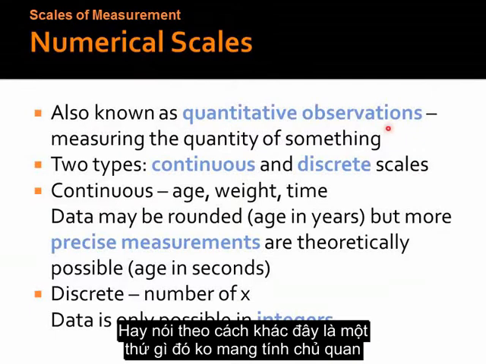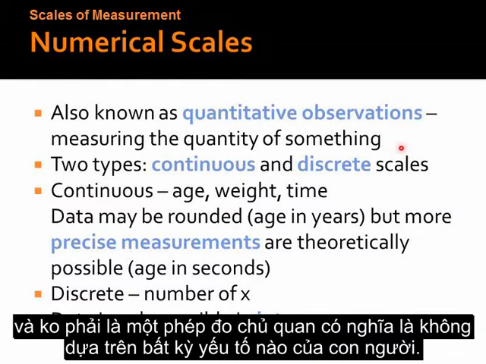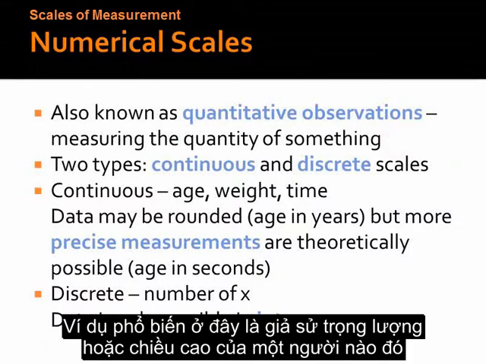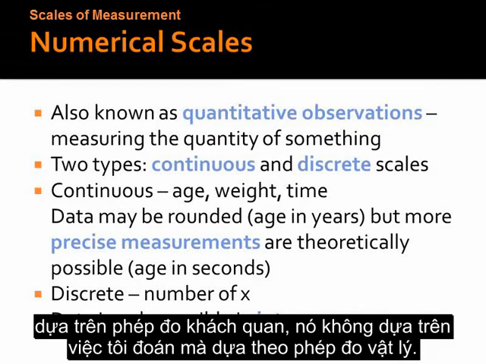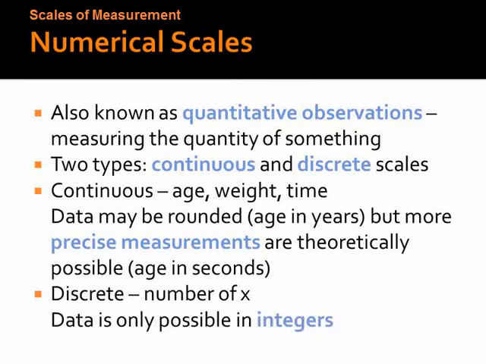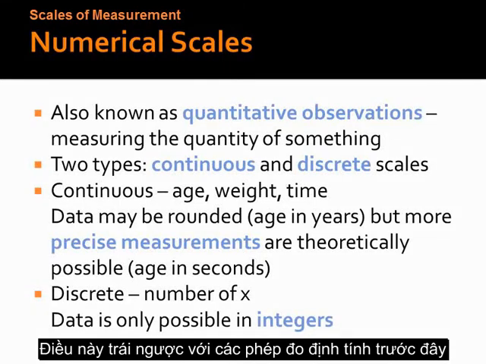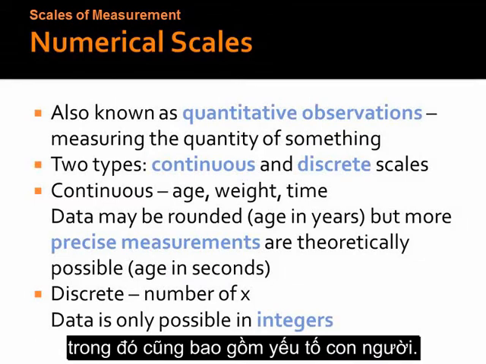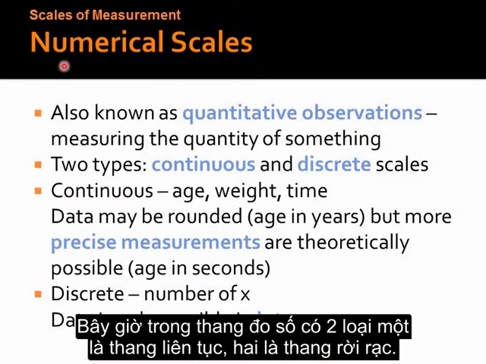This is something which is not a subjective measurement, meaning it's not based on any kind of human factor. Common examples here would be, for example, the weight or the height of someone. This is based on an objective measurement. It's not based on me guesstimating it. It's based on physical measurements. This is in contrast to the previous qualitative measurements where there's also a human factor involved. Now in numerical scales, there are two subcategories: one is the continuous type and one is the discrete type.